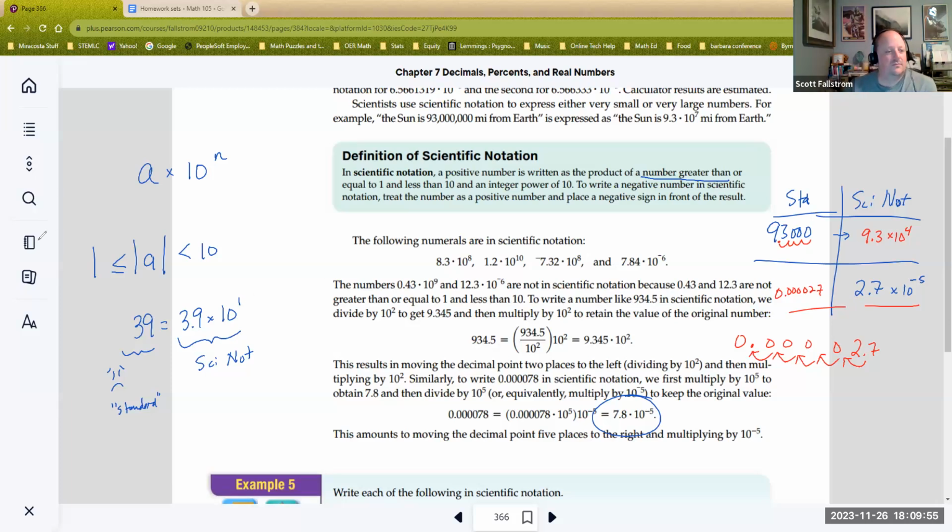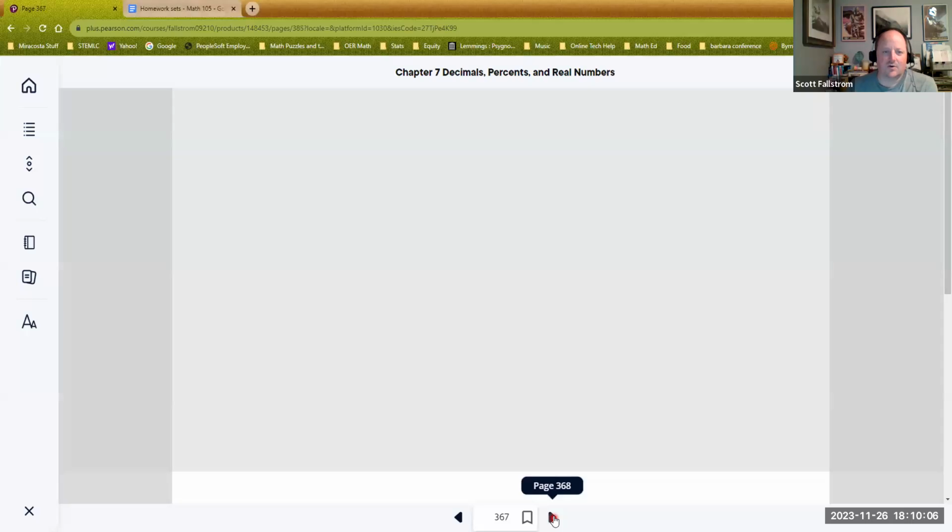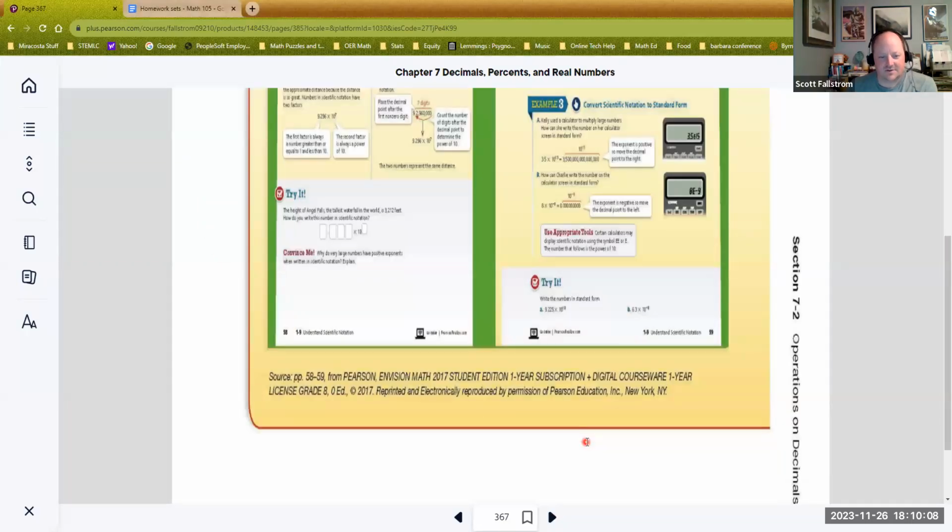All right. Basic scientific notation ideas. And again, you'll have some examples here of taking a number that's in standard form and putting it in scientific notation. And then, of course, you'll get some that go the other direction. Okay, here's scientific notation.